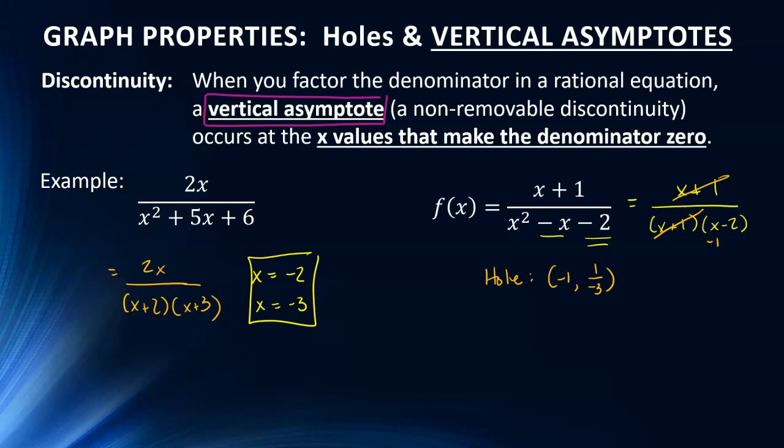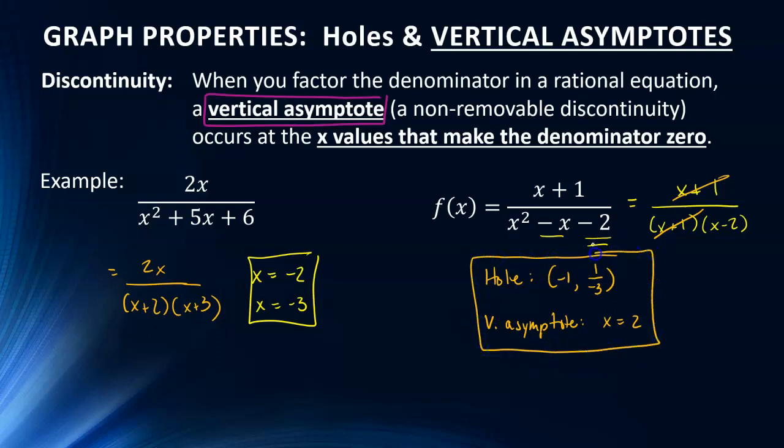All right, now you notice in the denominator we have that x minus 2 that did not get canceled out, that did not get removed. So that means we would have a vertical asymptote where x equals 2, because if I set that equal to 0 and solve it, we would get the equation x equals 2. So those would be our two key properties for that particular function if we were to graph it. We'd have a hole at one coordinate, and we'd have a vertical asymptote at x equals 2.